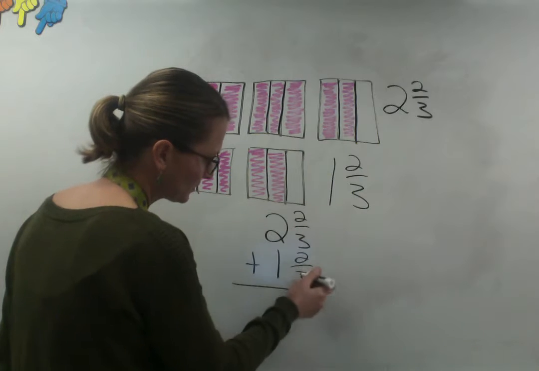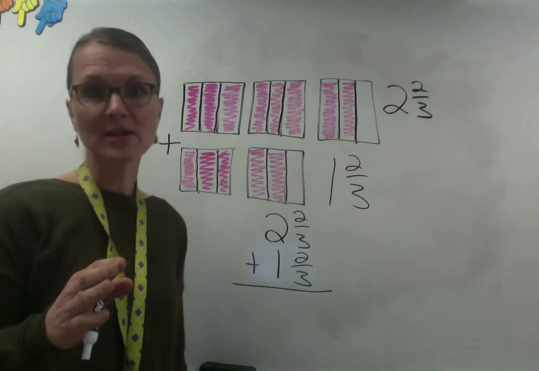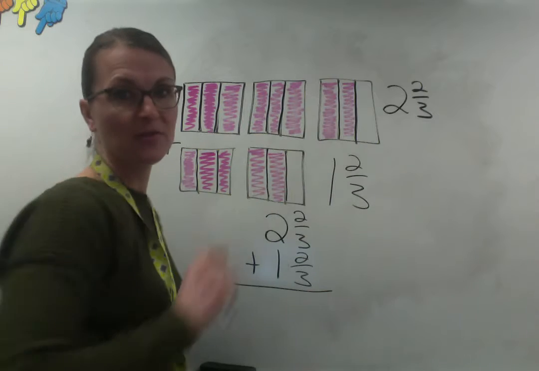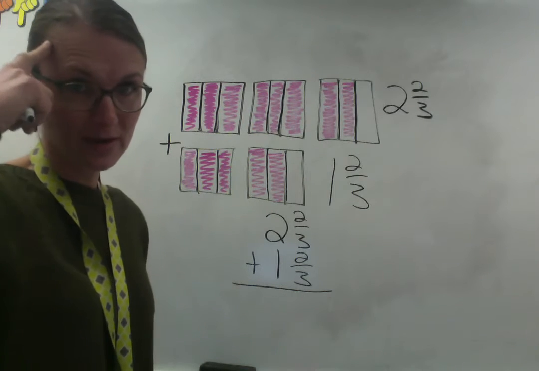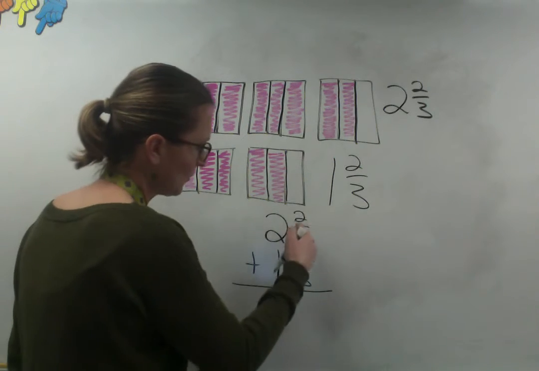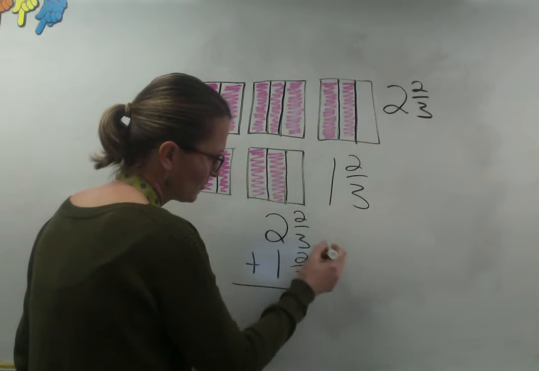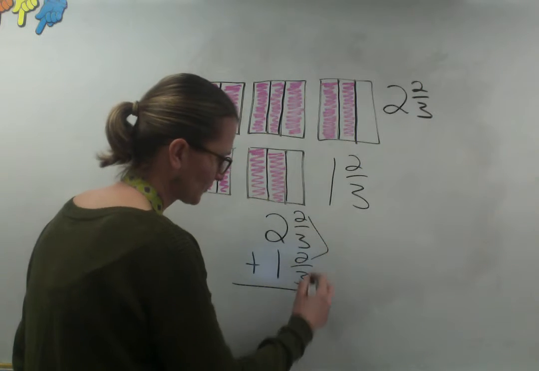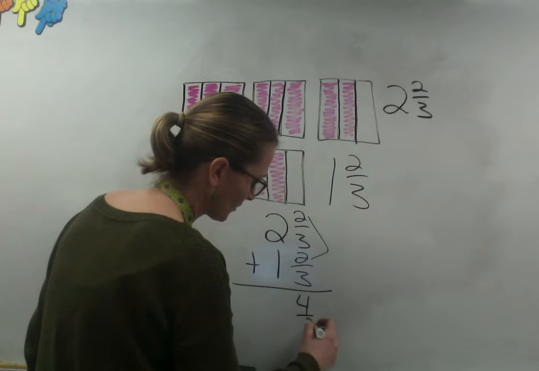So I have 2 thirds and 2 thirds. My denominator is the same, which is cool, because that means I can add them. If they were thirds and fifths, I wouldn't be able to add them. Remember, you've got to have the same denominator. So you just add the numerators. I'm going to add the 2 plus the 2, which is 4. I'm going to get 4 thirds.